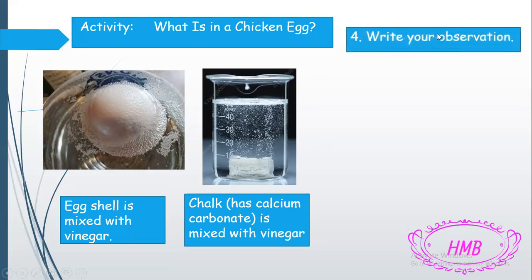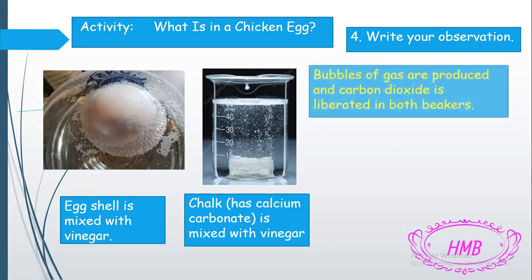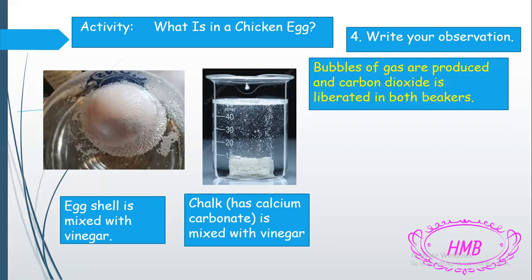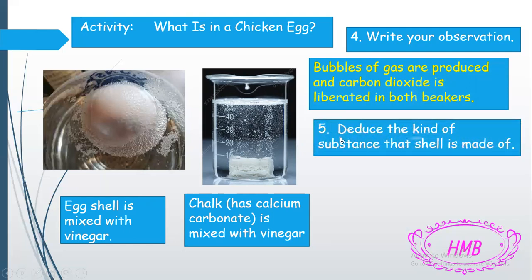If you look at the picture, they ask us to write our observation. So what do we observe? Look at the picture here. In the first one, when we put the eggshell, we have bubbles of gas. And also at the same time here, we have bubbles of gas. So our observation will be that bubbles of gas are produced. At the same time, carbon dioxide is liberated. So these bubbles of gas are the carbon dioxide that was liberated in both containers.